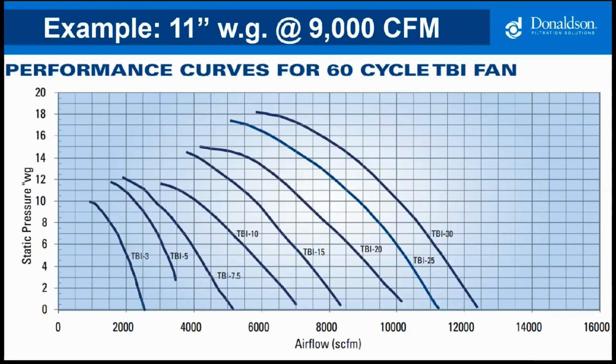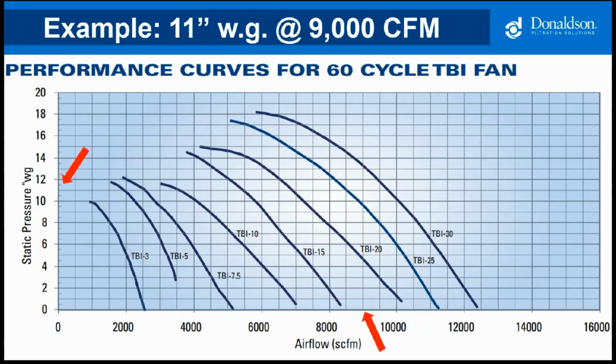Fans are sized based on a system's total static pressure and the required airflow. So let's say I need to size the fan for the example I just gave you: 11 inches of water gauge and the airflow is 9,000 CFM. We use the system static pressure of 11 inches, then line it up with the airflow of 9,000 CFM.